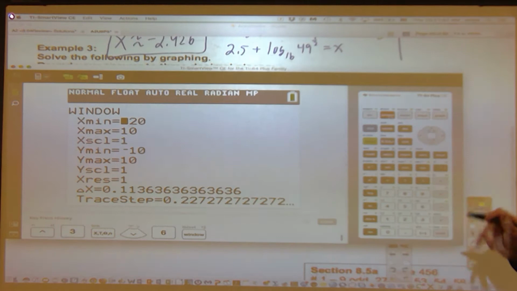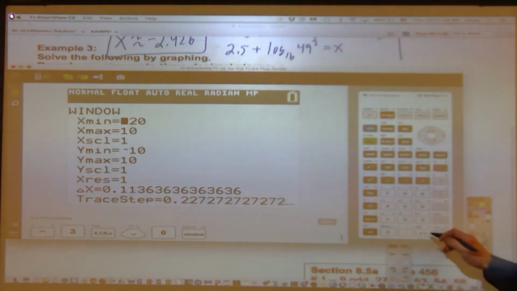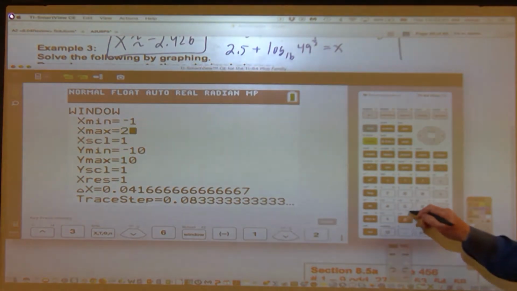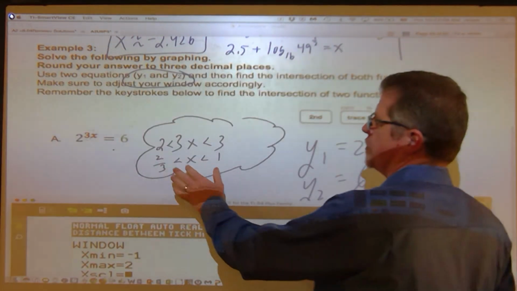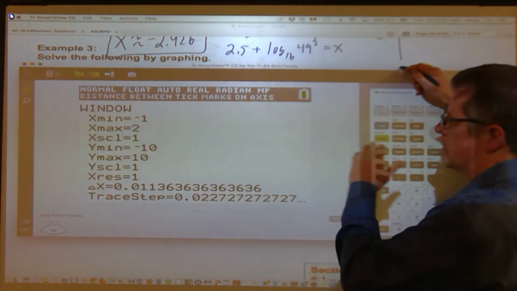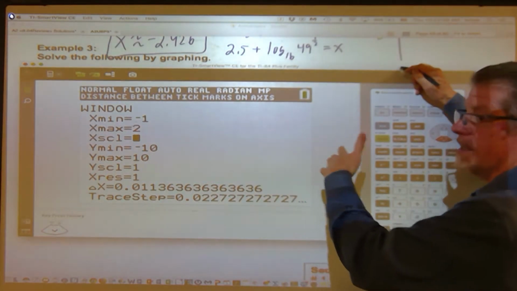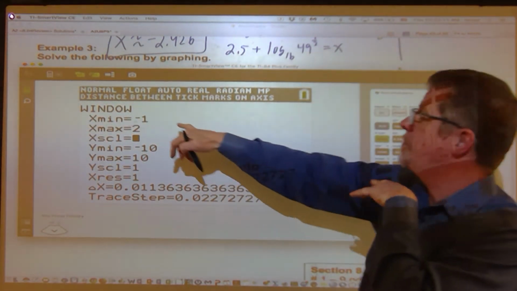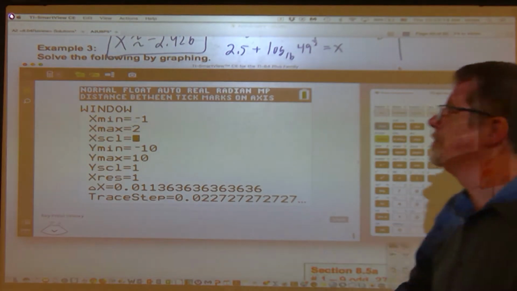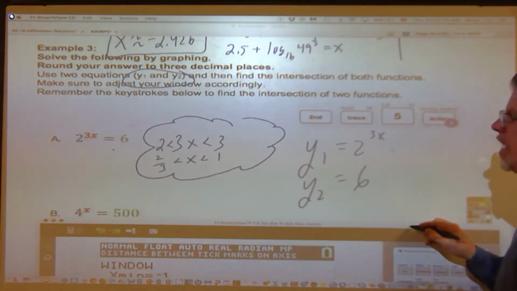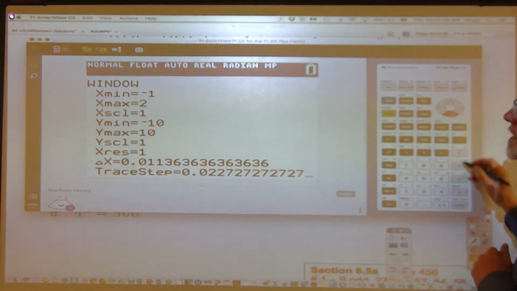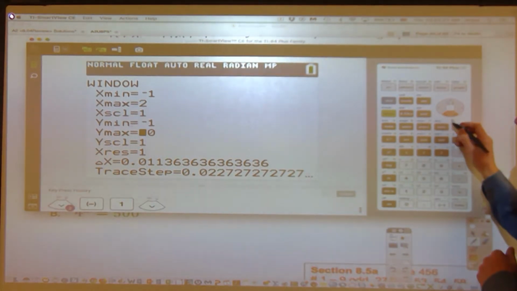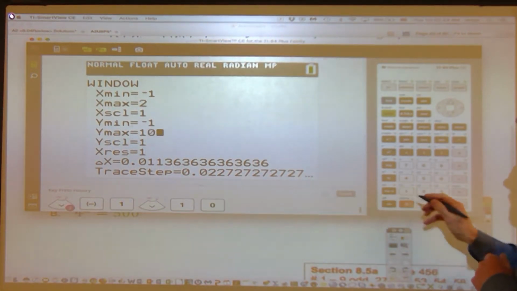Remember I said we're going to go to the viewing window? Please set up your viewing window from -1 to 2. Why so small? Well, I'm expecting the answer to be between 2/3 and 1. So instead of just going from 0 to 1, I'm going to give it some breathing room. I'm going to go from -1 to 2 on x. And I need y to be at 6, so let's go from -1 to 10. Y min, -1, y max, 10.